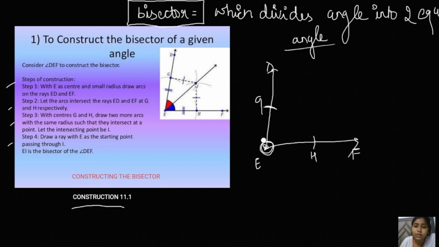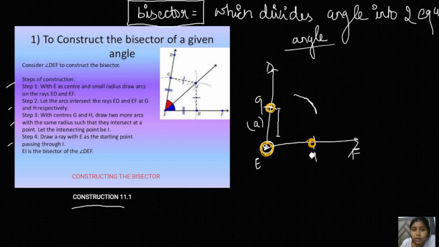Now the distance you have taken here, for example this is the distance, you have to open the compass with the same distance and put the pointer here. I am drawing where you have to put the pointer. First you put the pointer here, then here, and then here. When you put the pointer on point G, open the compass to the same distance, that is the distance equal to EG. Then make an arc.